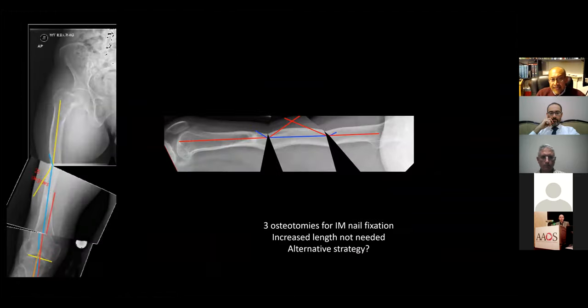However, is this the only strategy? Remember, this patient has a longer leg on this side. So open wedge osteotomies at multiple levels may not be the best thing for this patient because you will increase the length difference even more.